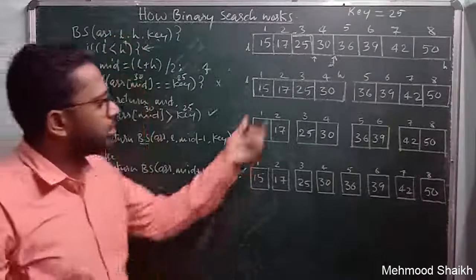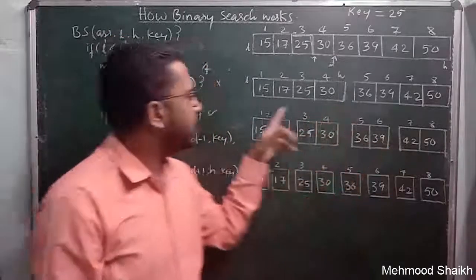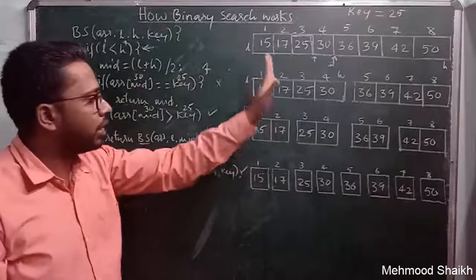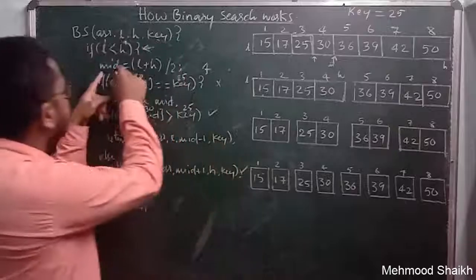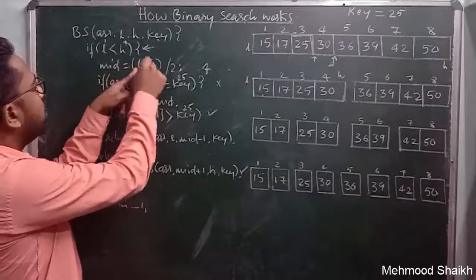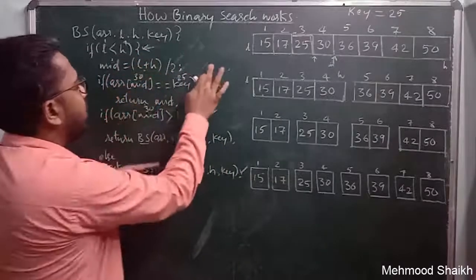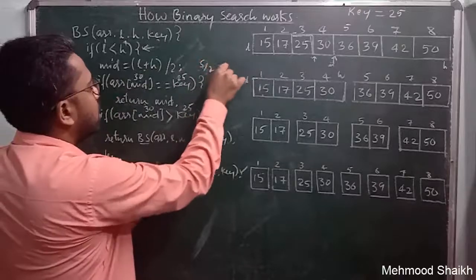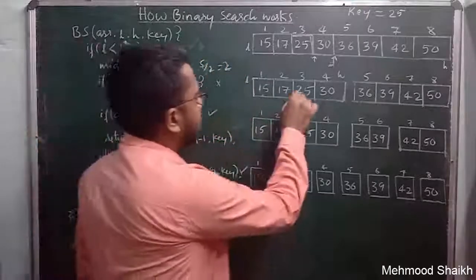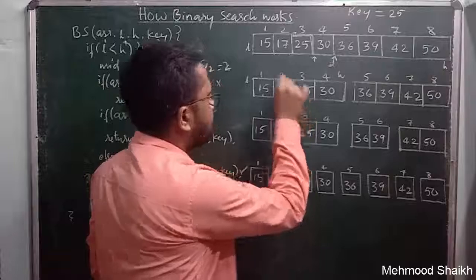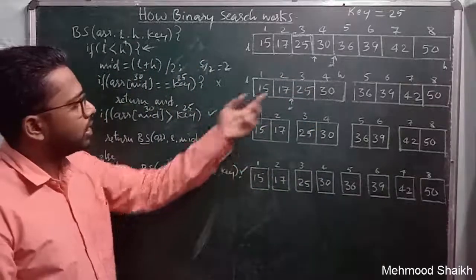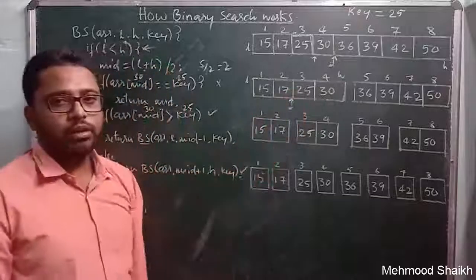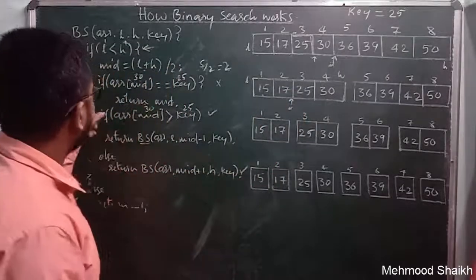That means there is still more than one element present in this left subproblem, so we have to divide it. For dividing we need to find the mid location. Mid equals 1 plus 4, which equals 5, and 5 divided by 2 equals 2. So this is the mid location. Next we need to check whether the key element is equal to the middle element or not. That's what I am doing here.